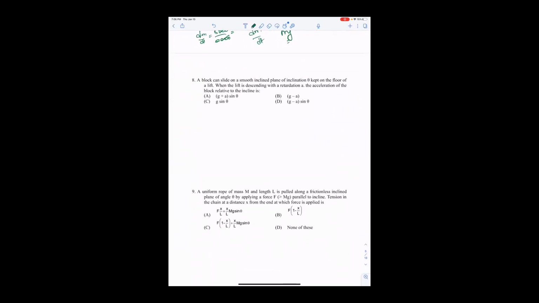A block can slide on a smooth inclined plane of inclination theta kept on the floor of a lift. There is a lift, and an inclined plane, with a block of mass m kept on it. This angle is theta. And the lift is descending with a retardation. Here is the crux, guys. The lift is descending, meaning it is going down with velocity v with retardation a. Retardation means downward minus a, or I can say upward a.